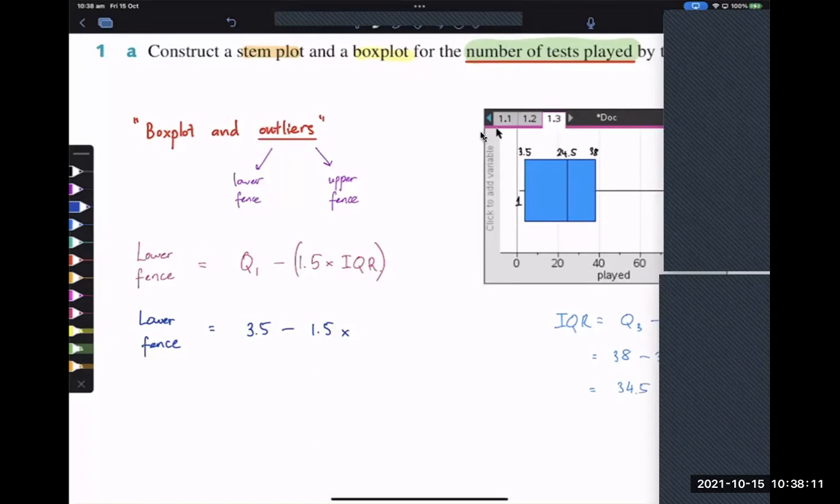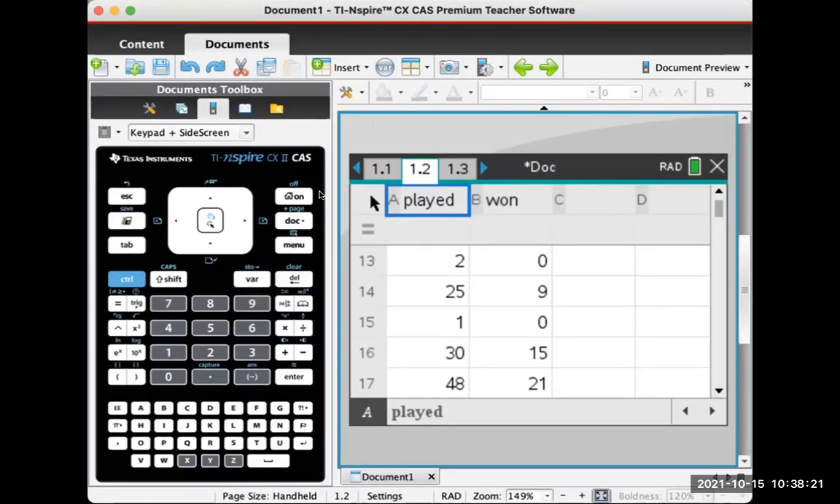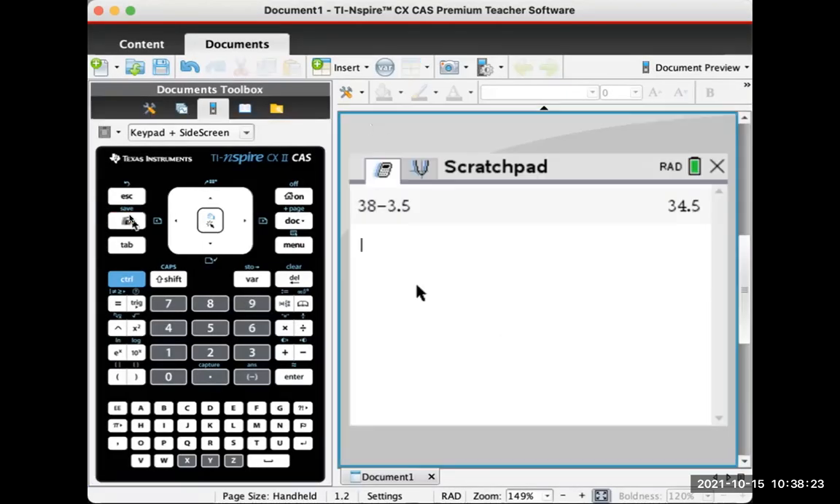So we got 1.5 times 34.5. Lower fence equals... once again, just open up your scratch pad because it's a small calculation. We got 3.5 minus 1.5 times 34.5. You can press Control Enter if it shows up a fraction. This is our lower fence. Damn, it's all the way down in the negatives.